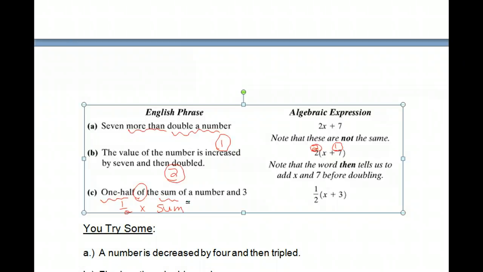And that goes against order of operations. So we have to first take care of the adding of x plus 3. So I need to put that in parentheses so that we can do that addition first. After you get that sum, then you can do the multiplication of 1/2.